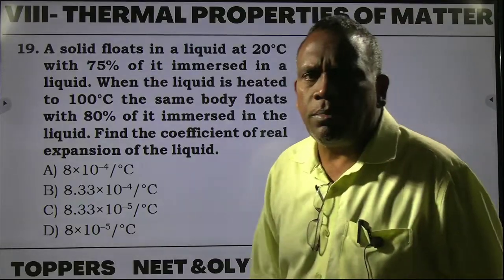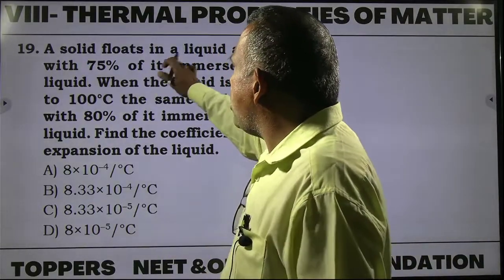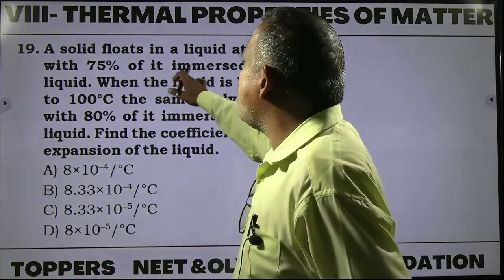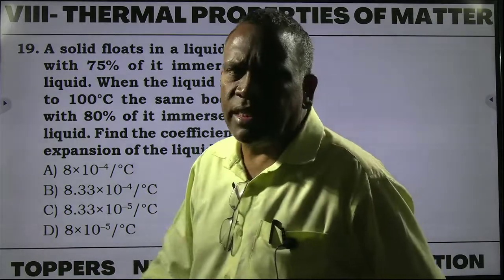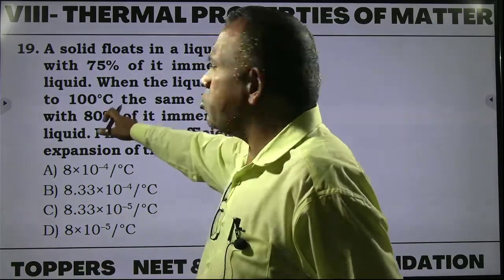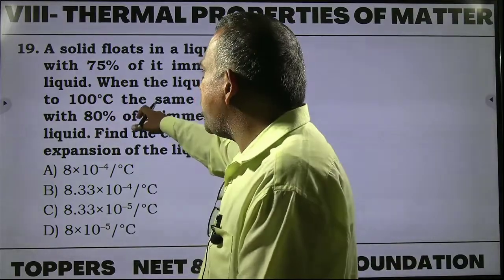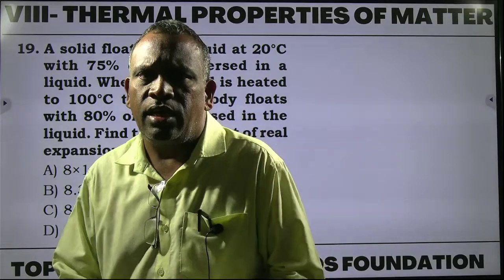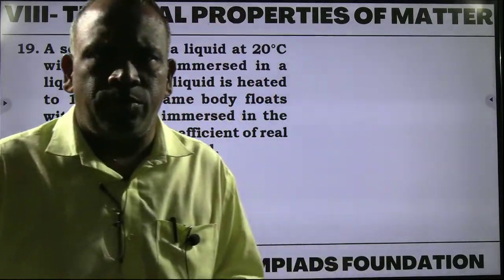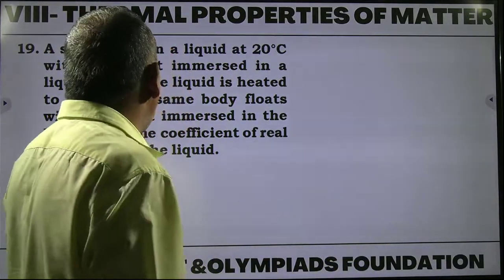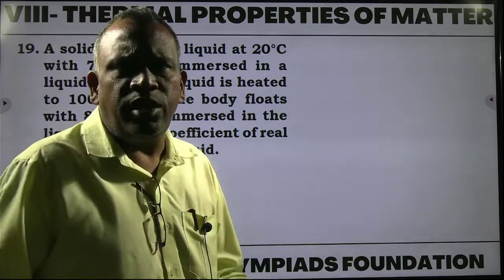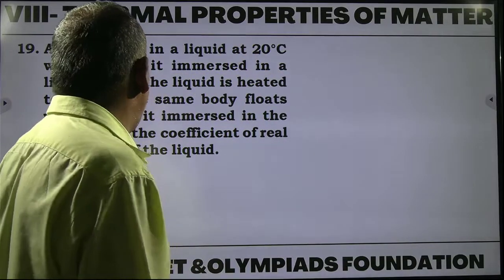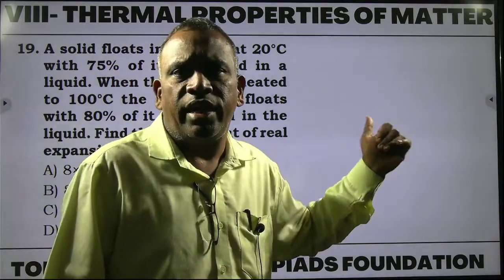Coming to question number 19. The 19th question is: a solid floats in a liquid at 20 degrees centigrade with 75% immersed in the liquid. When the same solid is heated to 100 degrees centigrade, it floats with 80% immersed. Then find the coefficient of real expansion. If you observe carefully, it floats 75% at a temperature of 20 degrees centigrade, and 80% at a temperature of 100 degrees centigrade.